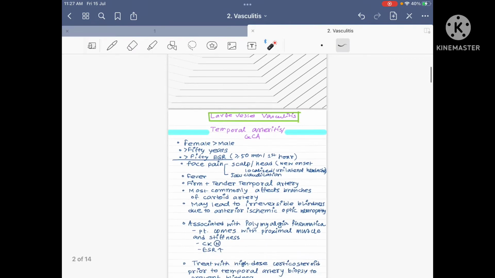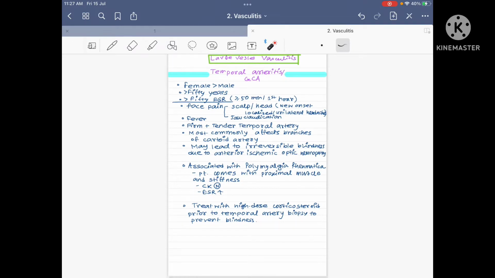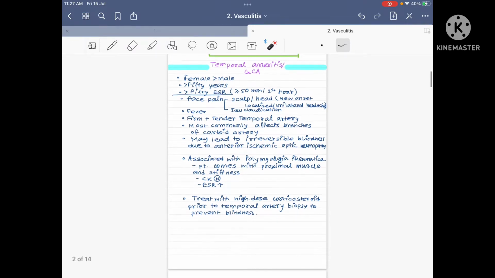So let's start. Starting with large vessel vasculitis, temporal arteritis or giant cell arteritis. You can see these are all F's, and don't get me wrong. This is female more than male, more than 50 years of age, and ESR will be more than 50. Among clinical features there will be facial pain, fever, and firm and tender temporal arteries. These are the catch points in the given clinical scenario.